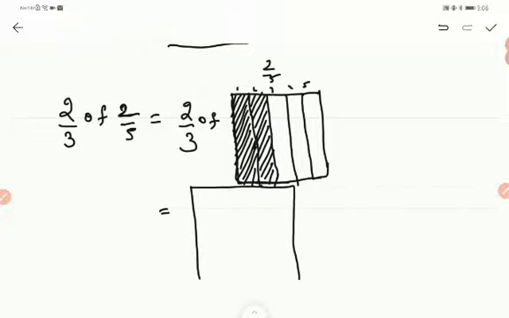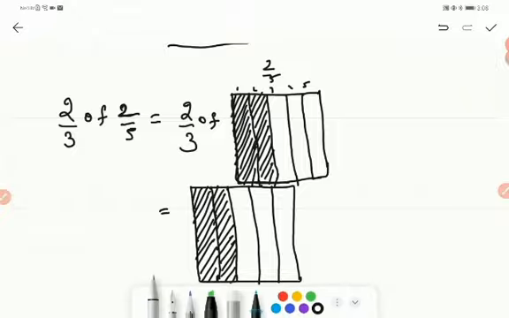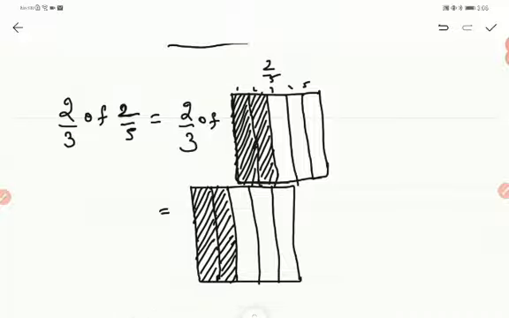2 by 5. Okay, so 1, 2, 3 and 4. You need to draw this of equal size. Okay, so these 2 regions are shaded, 1 and 2. Now on this I need to draw 2 by 3. I will take red color.